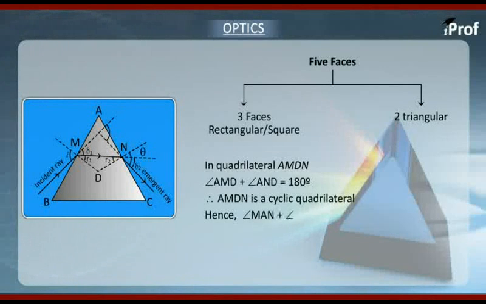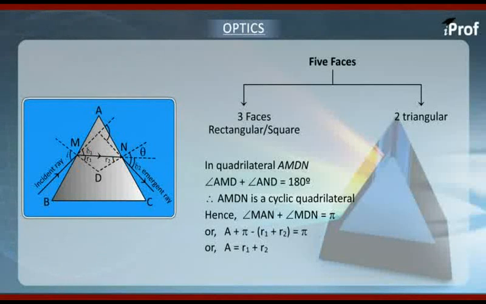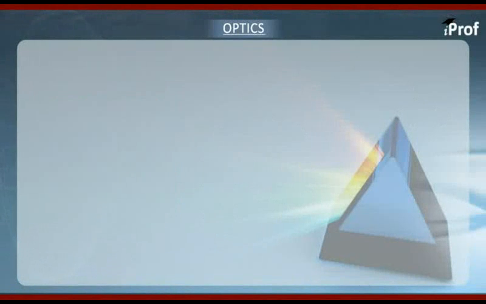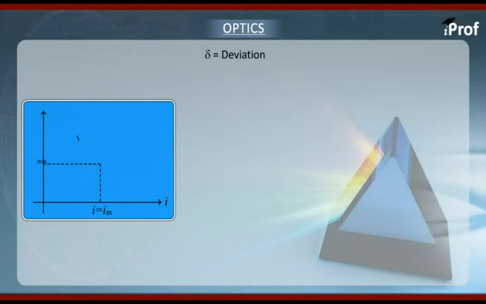Hence, the sum of opposite angles, that is A plus pi minus R1 plus R2, will also be 180 degrees, and that gives me a relation which is to be remembered: the angle of prism is equal to the sum of R1 and R2. R1 is the angle of refraction at the first interface and R2 is the angle of refraction at the second interface. In fact, we can call it either angle of incidence or angle of refraction, because the path of light rays is reversible. Now let's find the deviation suffered by the ray as it is passing through the prism.